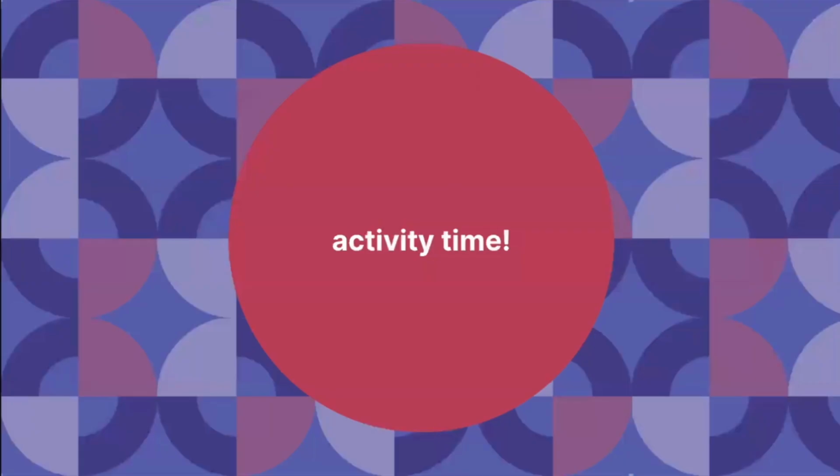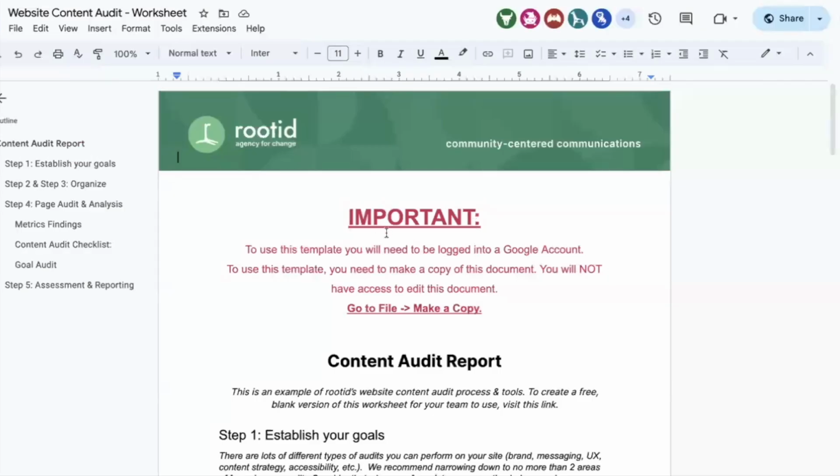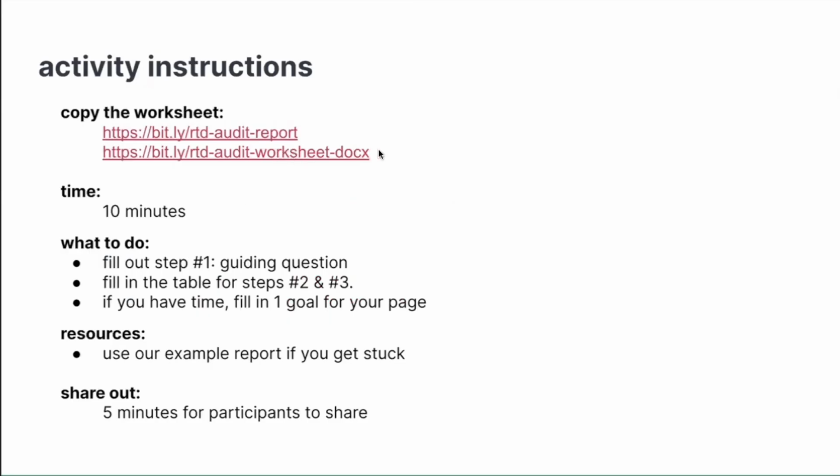So we are coming up here on activity time. Now we're going to give you some time to actually practice this process on your own. And as somebody asked earlier, is there going to be a blank worksheet to work off of? There is. So the first link that says audit-report is going to be a Google Doc if you prefer to work off of Google Docs. This is what it will look like, and you get a blank one. If you prefer to work off of Microsoft Word, if you click on this link and then download it, you can use that off of Microsoft Word.